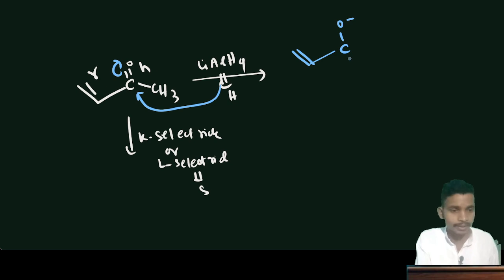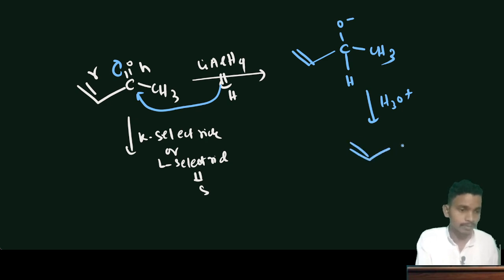It will be O minus, and here we have H, and here we have CH3. Now if you do the hydrolysis, then that will become OH, this will be CH3, and this will be H.